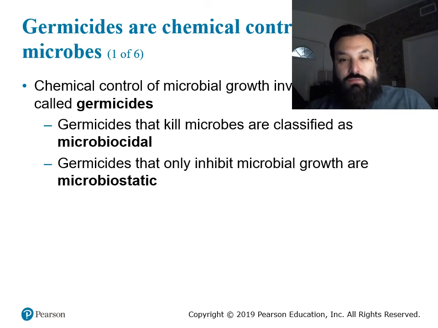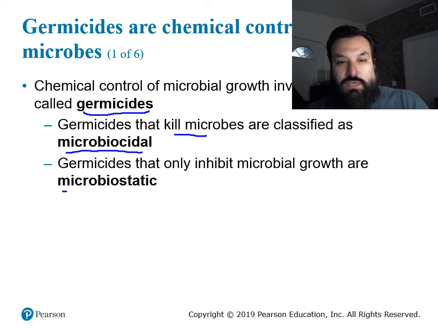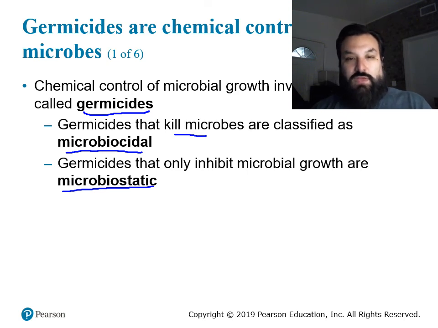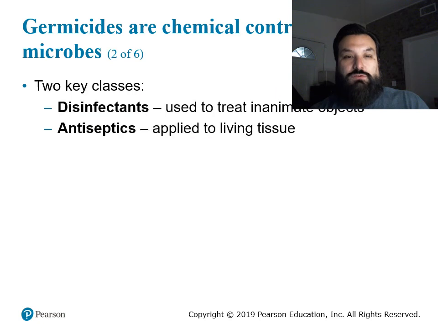Okay, so let's talk about these. Chemicals that control growth are called germicides. Germicides that kill microbes are called microbiocidals, and germicides that inhibit growth are called microbiostatics. Microbiocidal means death. Static means to keep it at a certain level, to inhibit the growth, not completely kill the microbes. All of those are considered germicides.